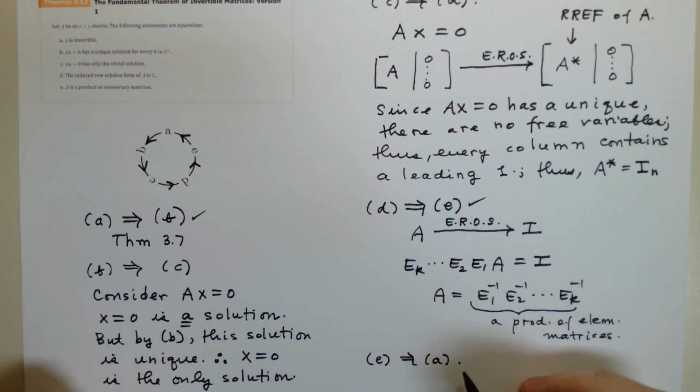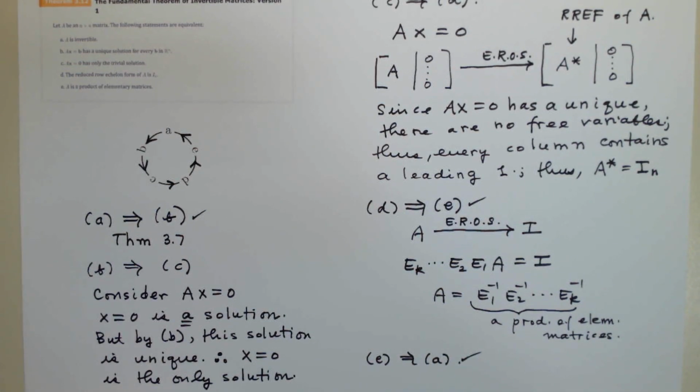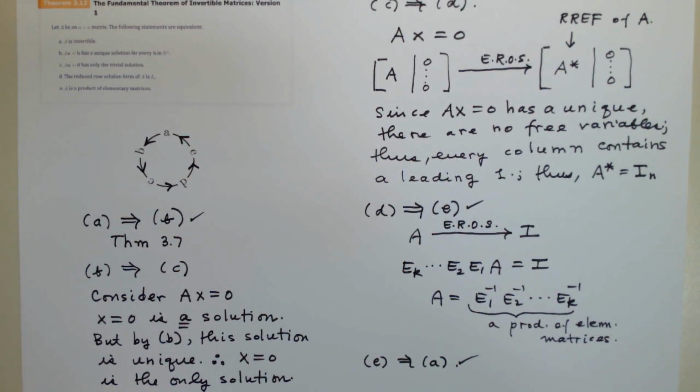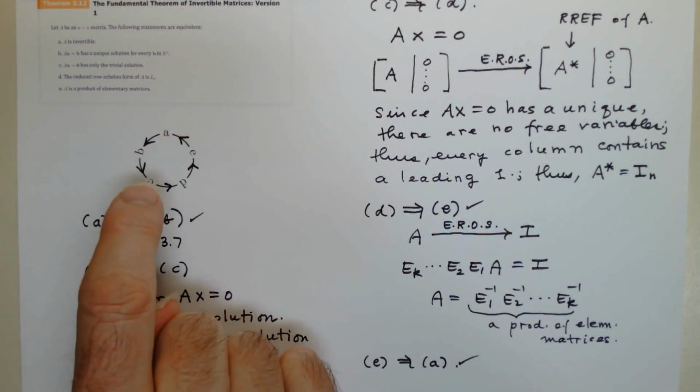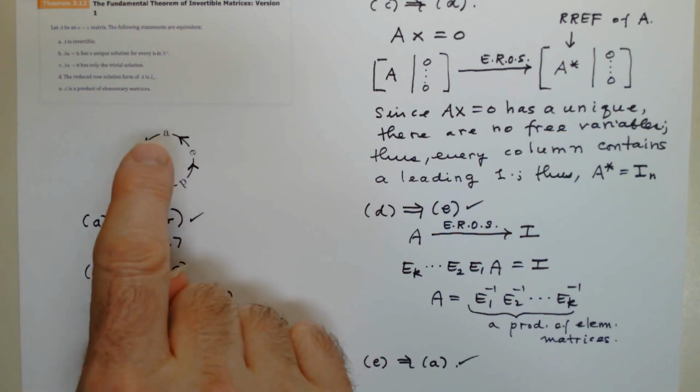And so we know that just by virtue of being a product of elementary matrices, it's a product of invertible matrices, and therefore A is invertible by properties of invertible matrices. So we can easily get from E to A just by making that observation. Okay, so that draws our proof to an end because we've shown this chain of implications: A to B, B to C, C to D, D to E, and E to A.